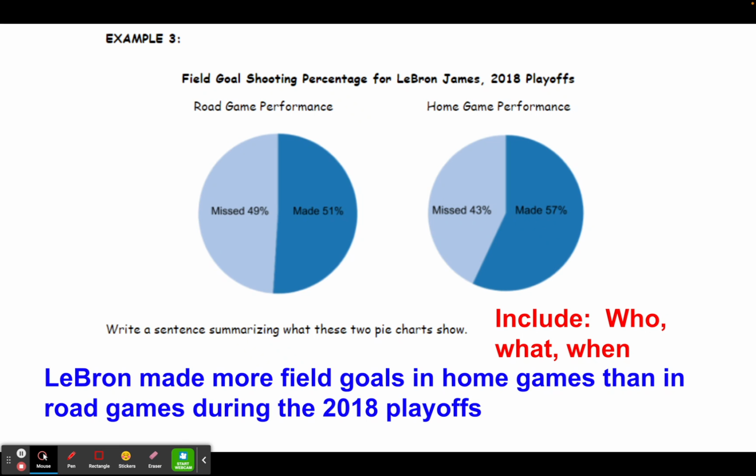So one thing we could say here is that LeBron made more field goals in home games than in road games during the 2018 playoffs. Notice the other thing about the graphs is that you don't know how many field goals he made or missed, but you're looking only at the percentages, which is often the most useful way to compare categorical data.